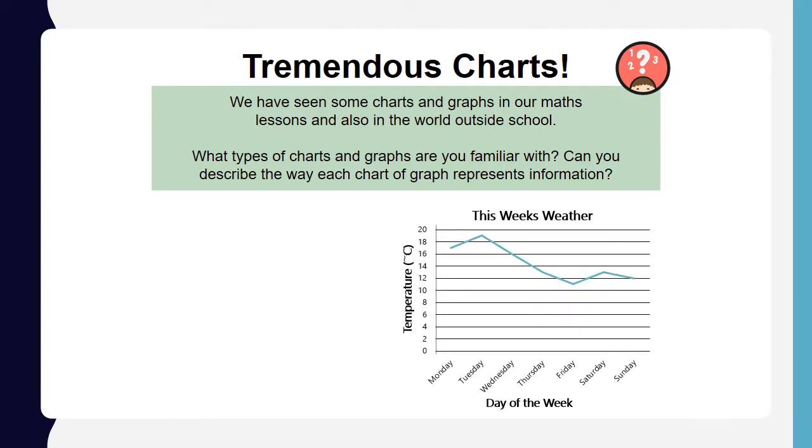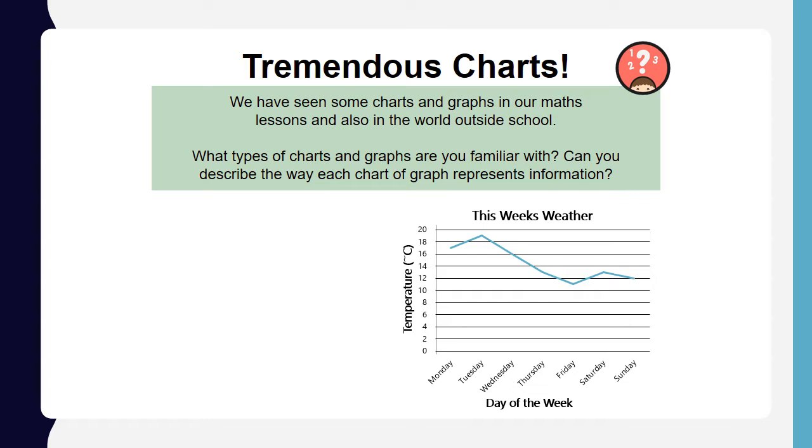We have seen some charts and graphs in our maths lessons, and also you would have seen some in the world outside school. So you'll remember yesterday I set you a task to look for how statistics are reported in the news and how they're reported in magazines, and to look for different examples of statistics in the real world. I want you to have a think about the types of charts and graphs that you saw and that you're familiar with, and just have a think about the way that you could describe each chart or graph, and how it represents information.